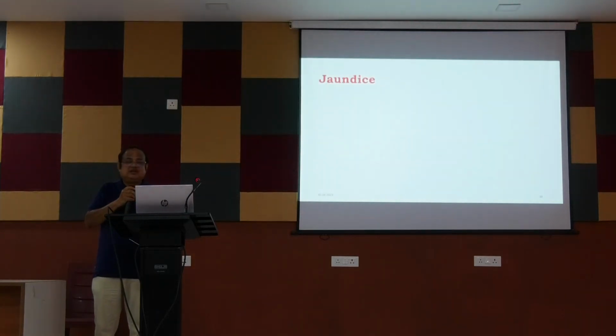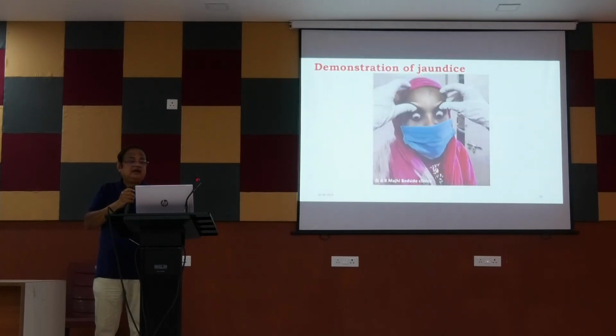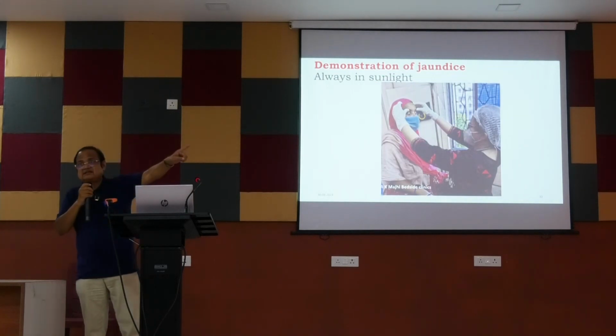And demonstration of the jaundice. You can see it in the upper bulbar conjunctiva. Ask the patient to look down, and you elevate the upper palpebra. You always bring the patient to the sunlight, on the window side, that is the last bench.